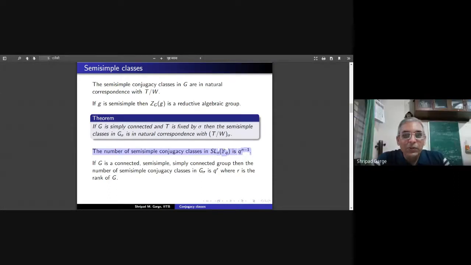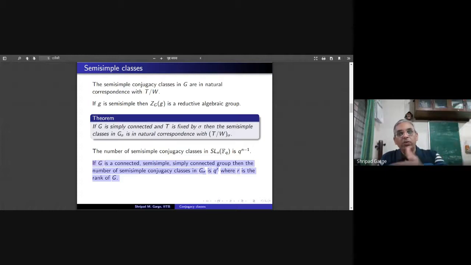But I was going to give a proof in general. So if we replace SL_n by a G which is connected, semi-simple and simply connected, then the same result holds, that the number of semi-simple conjugacy classes in G sigma is q to the power r, where r is the rank of G. So for SL_n, we observe that the rank is nothing but the dimension of the maximal torus, and you have the diagonal torus.